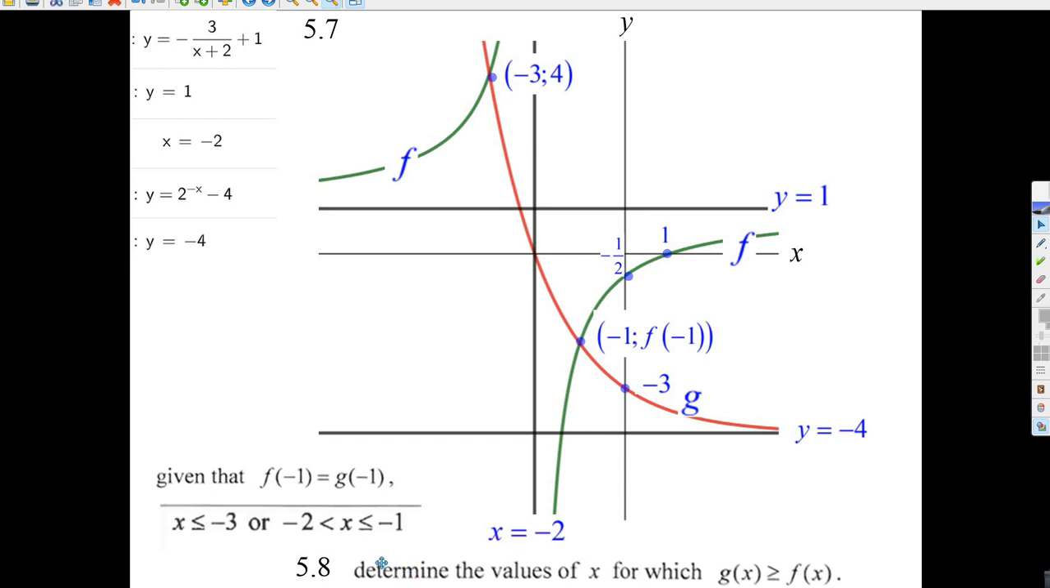That one might be a little tricky for a lot of people, but that's how it works.